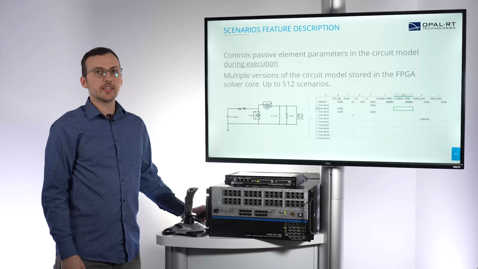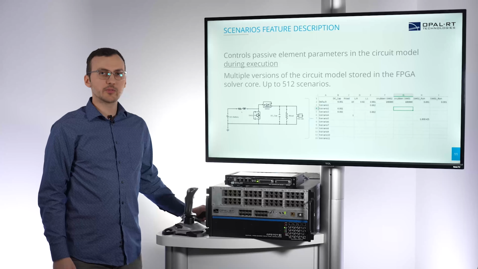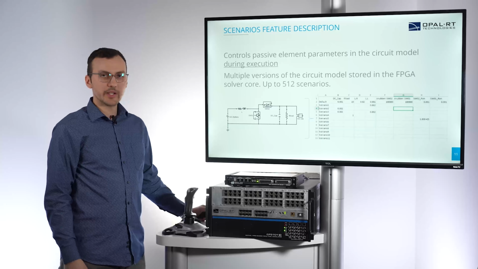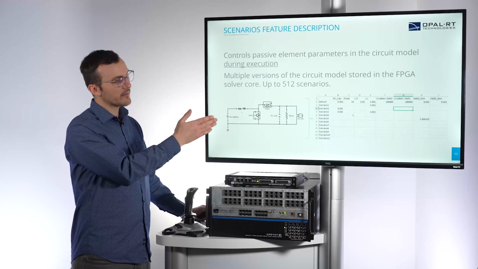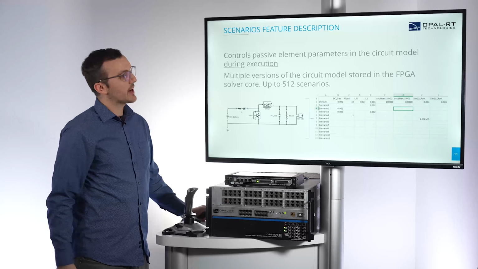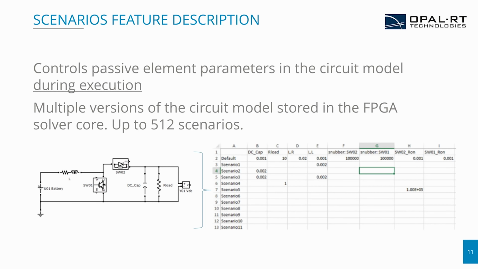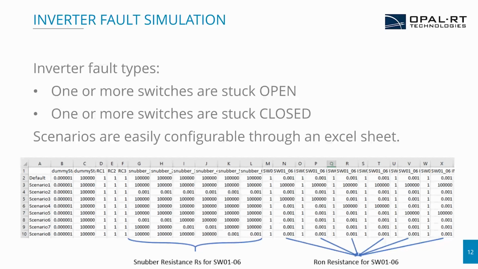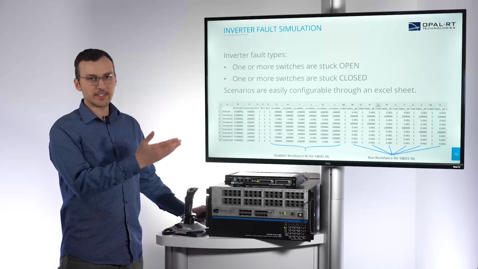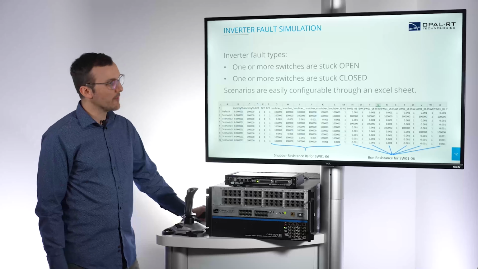Another advantage of using the EHS block is the ability to easily simulate faults. So the way it works is it allows you to modify any parameter for any passive component in the circuit, and then it stores that version of the circuit in the FPGA, and it allows you to swap between them during runtime. Very important. In our case, we simulate 2 types of faults with an inverter. One is where the switch is stuck open, or one of the switches or more are stuck closed. Having seen all this, we're now ready to take a look at the demo.